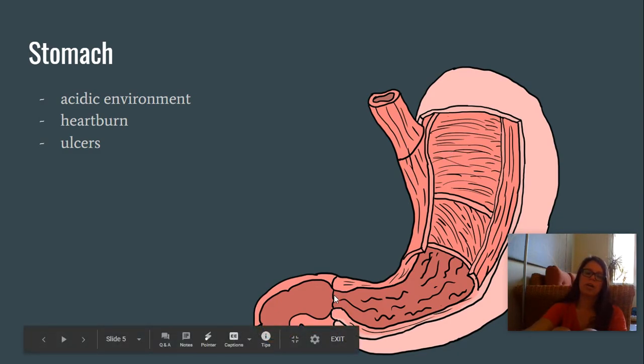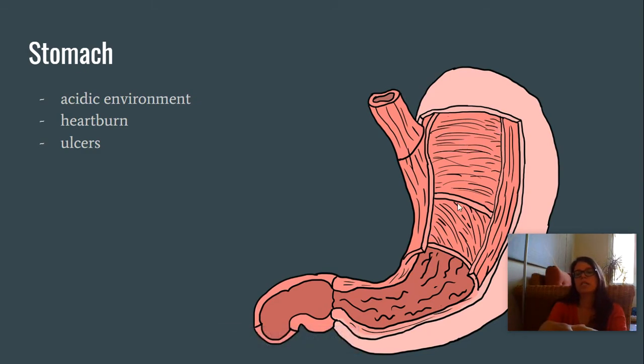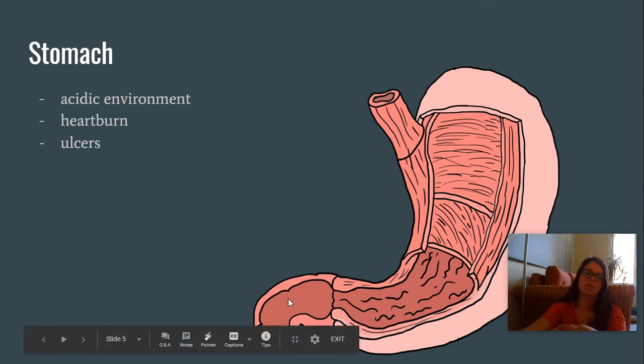The pyloric one at the bottom: once the food has been tumbled and squeezed and processed, it will come out down here through the pyloric.